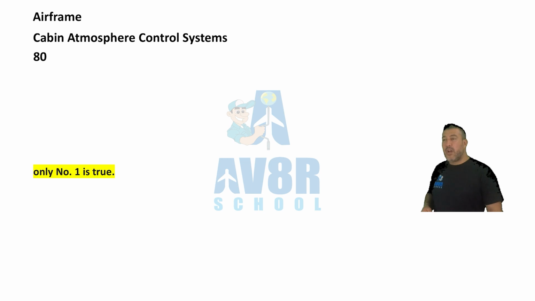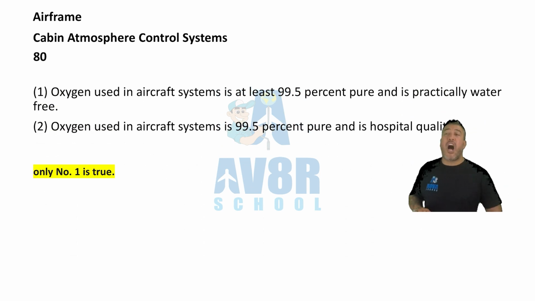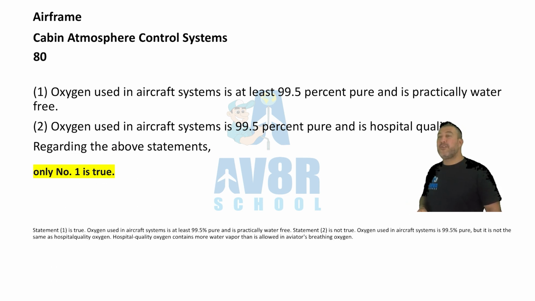Number 80. Okay, so only the first one is true. Oxygen used in aircraft systems is at least 99.5% pure and practically water-free. All right, only the first one is true.